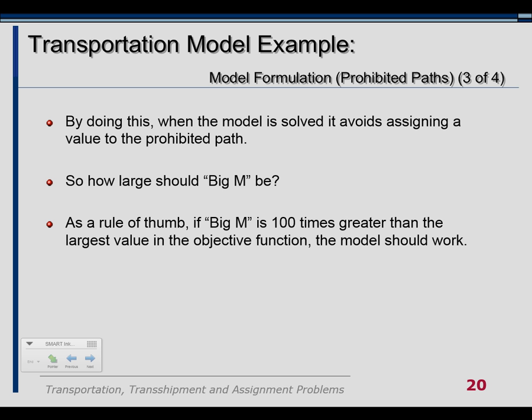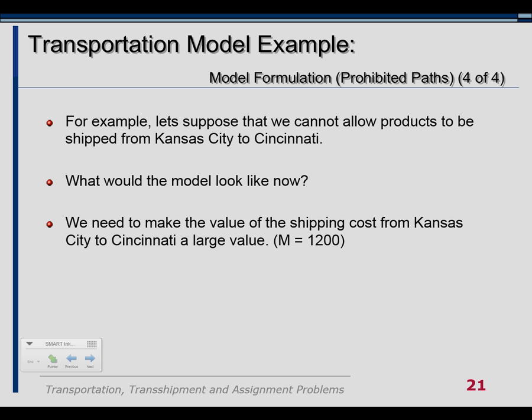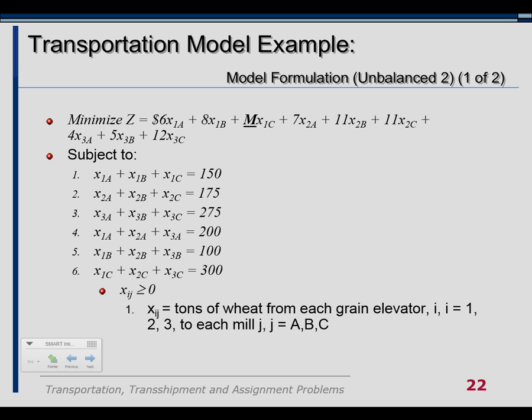So how large should Big M be? As a general rule of thumb, if Big M is 100 times greater than the largest value of the objective function, the model should work. So, for example, let's suppose we cannot allow products to be shipped from Kansas City to Cincinnati. What would the model look like now? Well, we need to make the shipping cost from Kansas City to Cincinnati a large value. I'm going to say M is equal to 1,200.